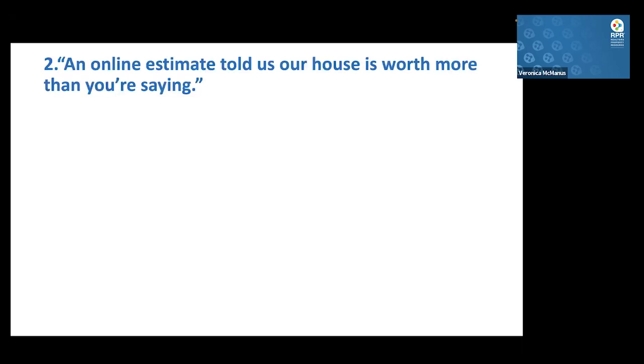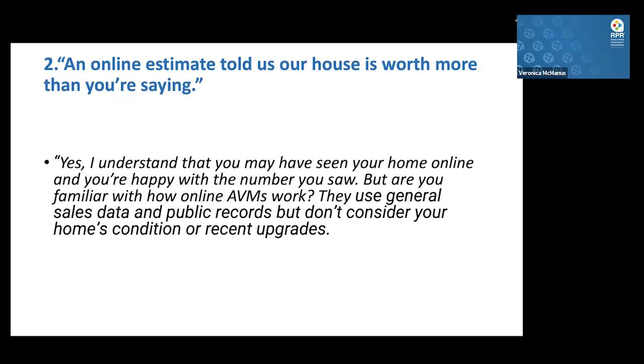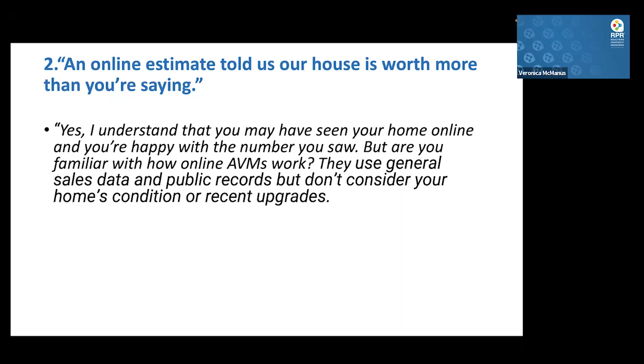How about this one? An online estimate told us our house is worth more than you're saying. Yes, I understand that you may have seen your home online and you're happy with the number you saw, but are you familiar with how online AVMs work? They use general sales data and public records, but don't consider your home's condition or recent upgrades. Within RPR, we also have a tool called an RVM, a Realtor Valuation Model. Now, an AVM is a value that's created using, as it says, general sales and public records.